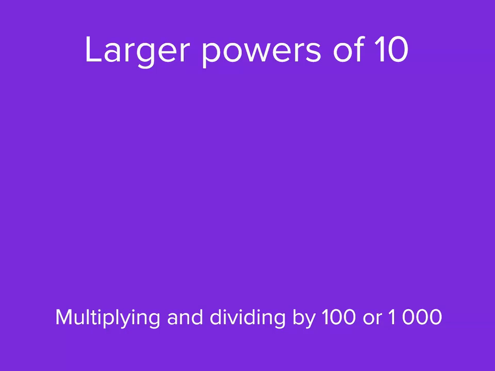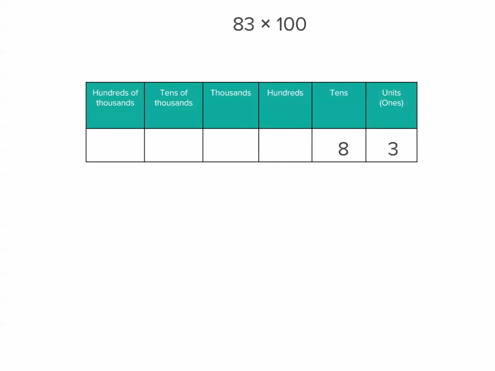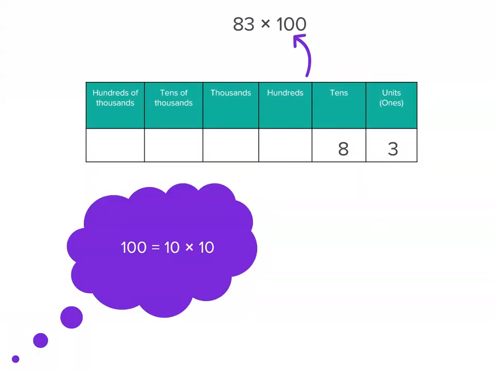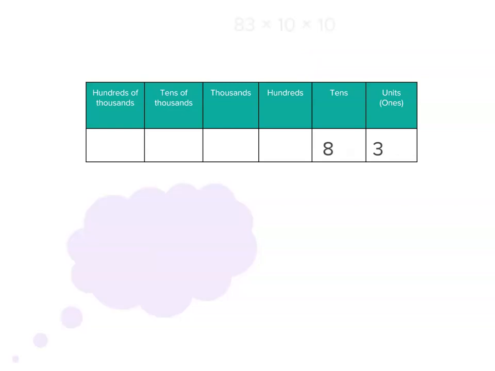Now, if we have larger powers of 10, like 100 or 1000, we do the same thing. 83 times 100, actually 100 is 10 times 10. So we can think of it as multiplying by 10 twice. So when we multiply by 10, our digits move one place to the left and we put a 0 in the units place. So we do that again and we've actually got 83 times 10 times 10 and we've got another 0 placeholder. So 83 times 10 times 10 is the same as 83 times 100, which equals 8,300.